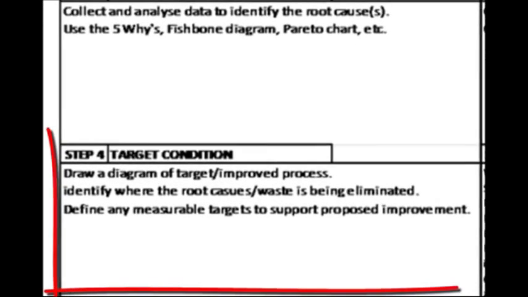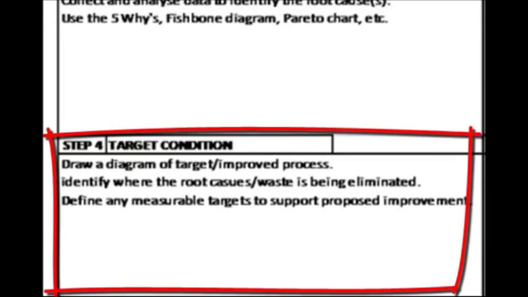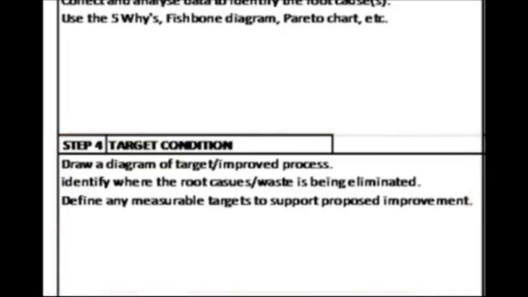Once you get to step 4, then you're recognizing what the target condition is. So, okay, we've got all this information now. We know what the problem is. We understand the current state, how the problem's causing issues within the process or processes, and then we know what the root causes of those issues are. So now what's the target condition? What are we actually aiming for? What is acceptable to your organization? What can you do within the capabilities of the organization to reach a target condition? What would that acceptable level be?